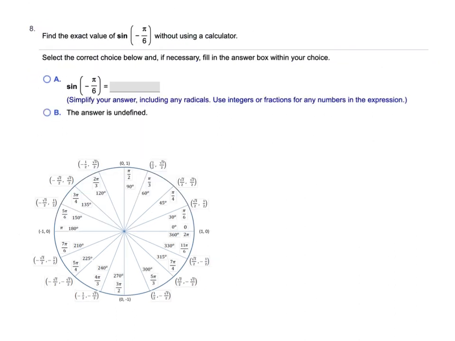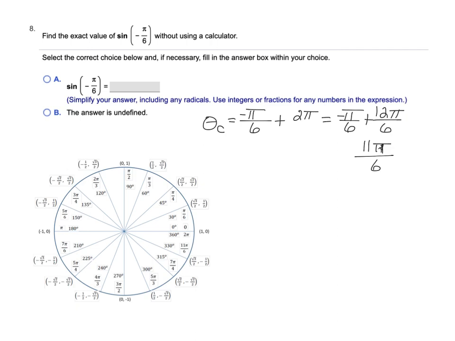Okay, number 8. This is just like the last one. They're asking for the sine of negative pi over 6. So it's negative again. So we need to find the coterminal angle. So negative pi over 6. Once again, it's negative. So we're going to add a whole rotation, which is 2 pi. Let's see what we get. We have negative pi over 6. And this would convert to 12 pi over 6. So if we add those together, negative 1 pi plus 12 pi gives me 11 pi over 6.